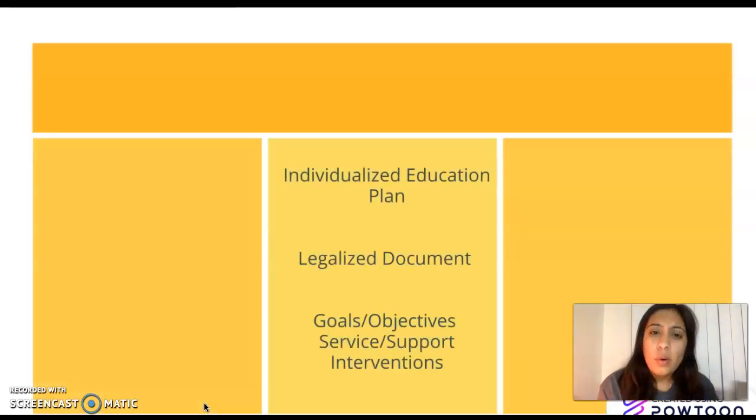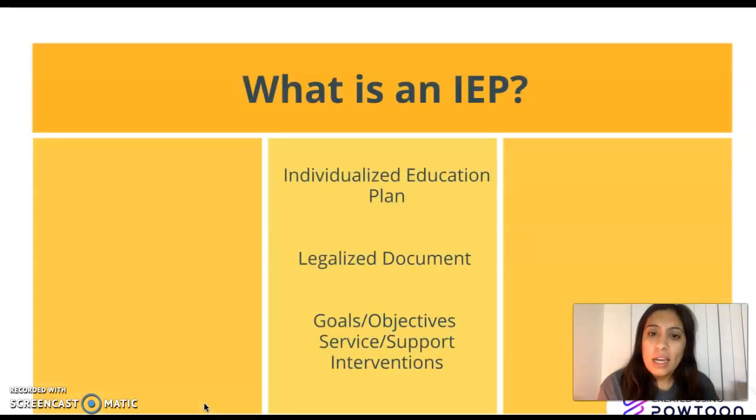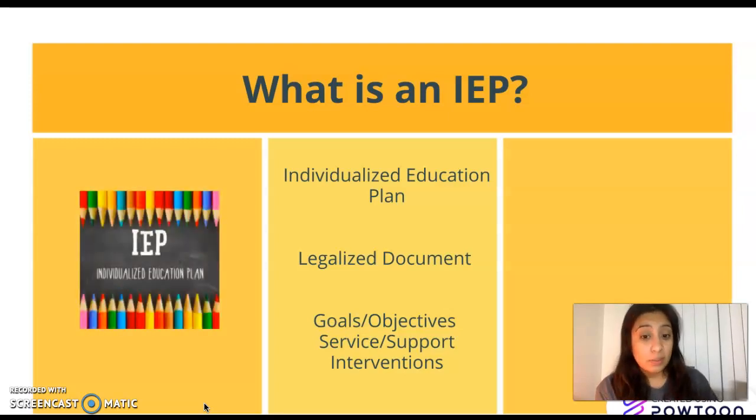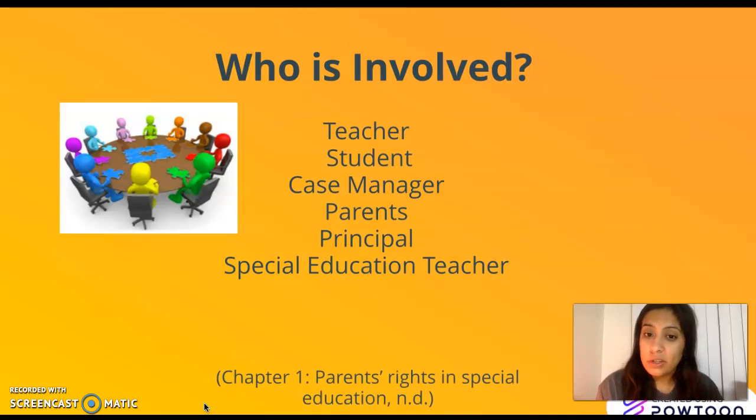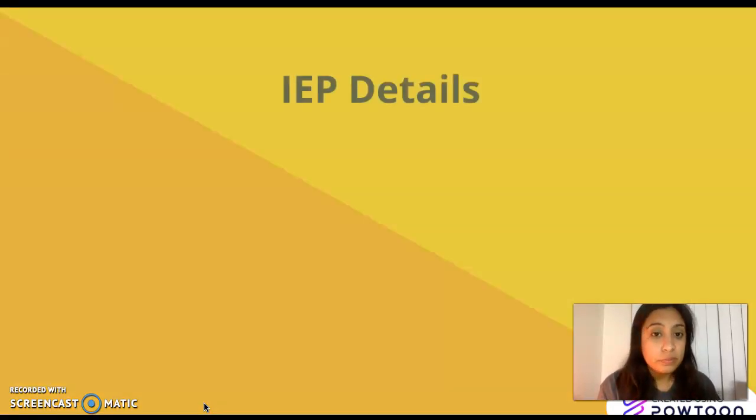To begin, what is an IEP? An IEP is an individualized education plan. It's a legalized document where you will find goals and objectives for your student, services and support, and interventions for your student. Who's involved in the IEP? The teacher, the student, case managers, parents, the principal, and special education teacher.